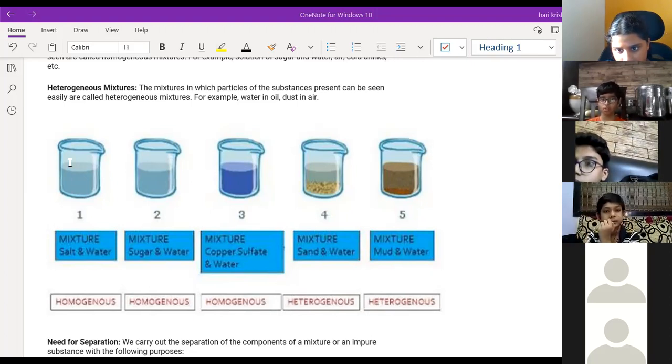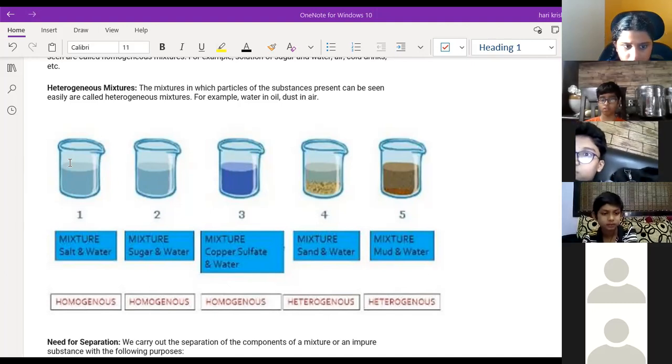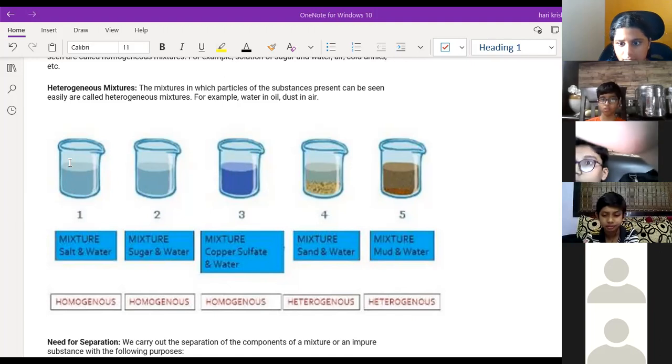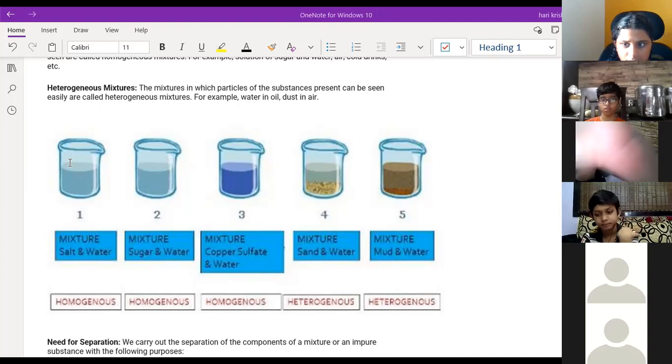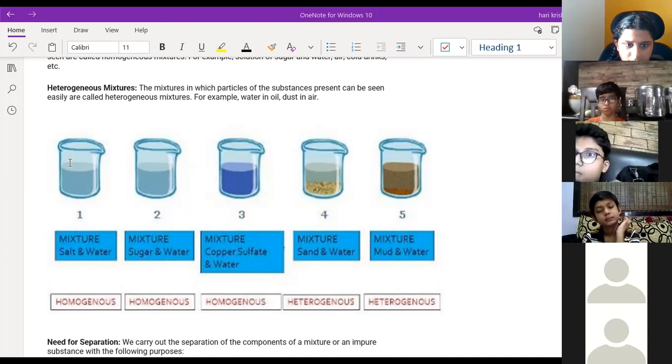Suppose you sip the top of the glass of water, what will happen? You'll get only salt water, right? If you sip the bottom of the water from the glass, again you'll get salt water only. That means salt is completely uniformly mixed throughout the water. If you keep that water idle for 10 minutes, will the salt separate from the water?